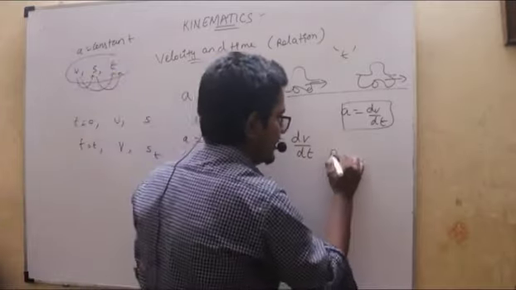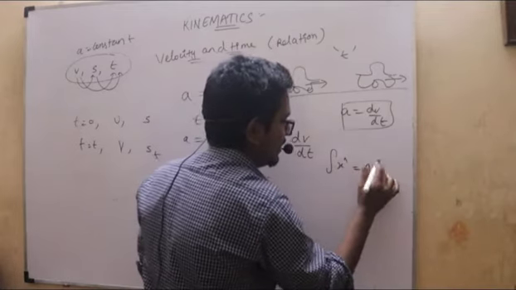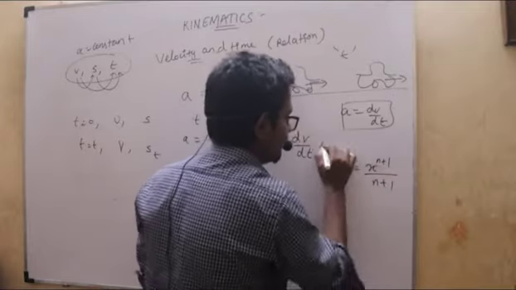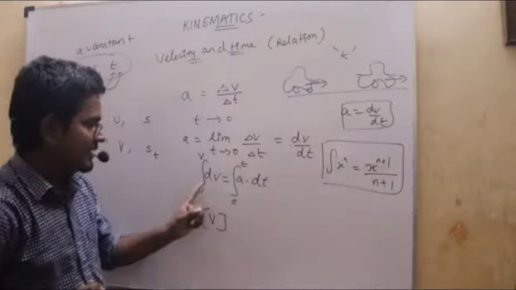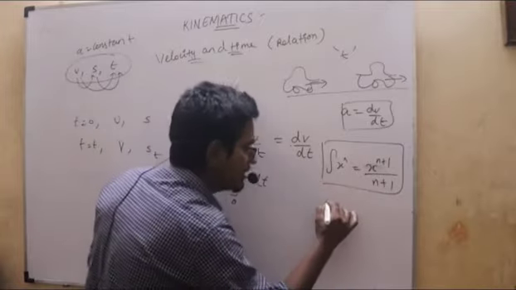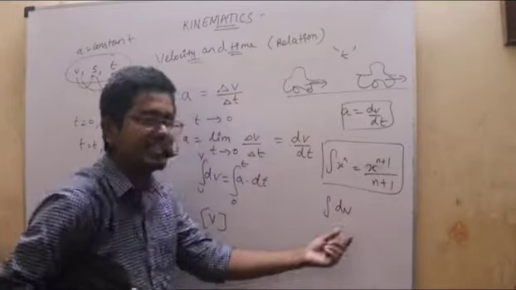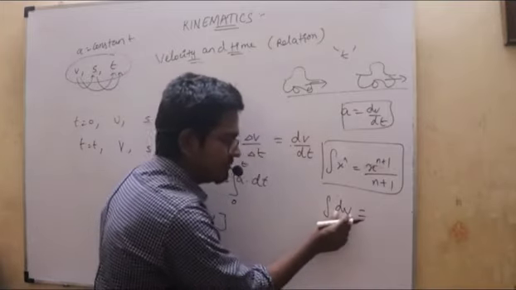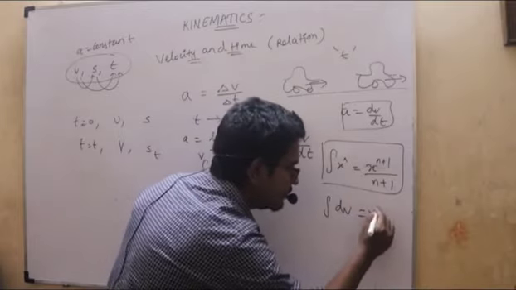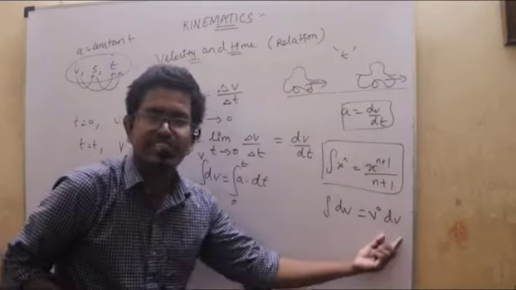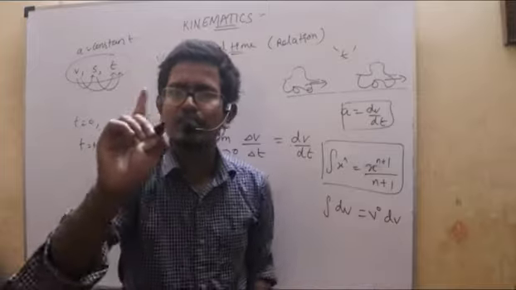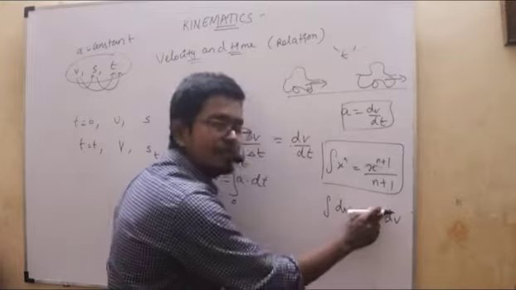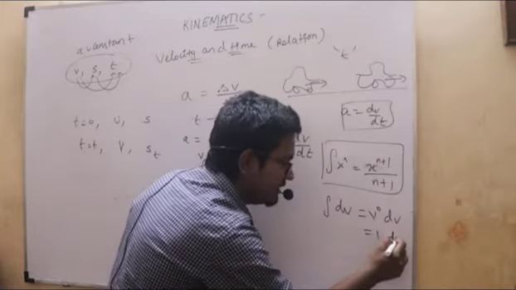How am I saying integration of dv is v? Everybody knows this: integration of x power n is equal to x power n plus 1 upon n plus 1. It is the formula for the integration of x power n. Here it is integration of dv. So I am writing v power 0 into dv. Is there anything wrong? Anything power 0 is nothing but 1. That means 1 into dv, and 1 dot dv is nothing but dv.